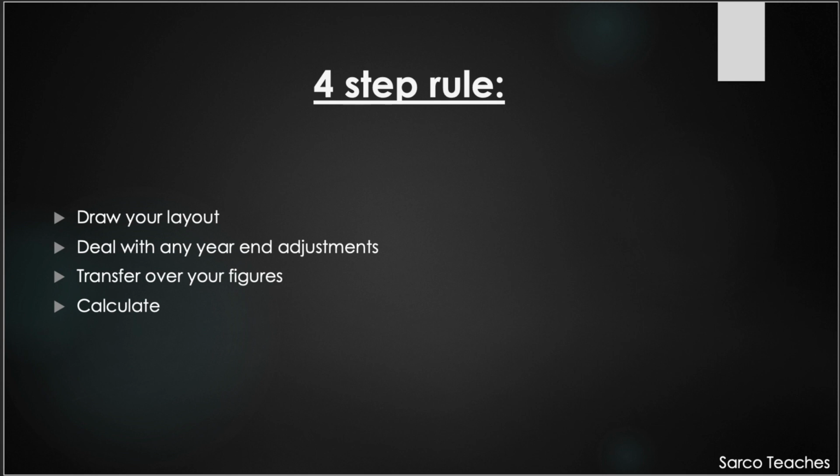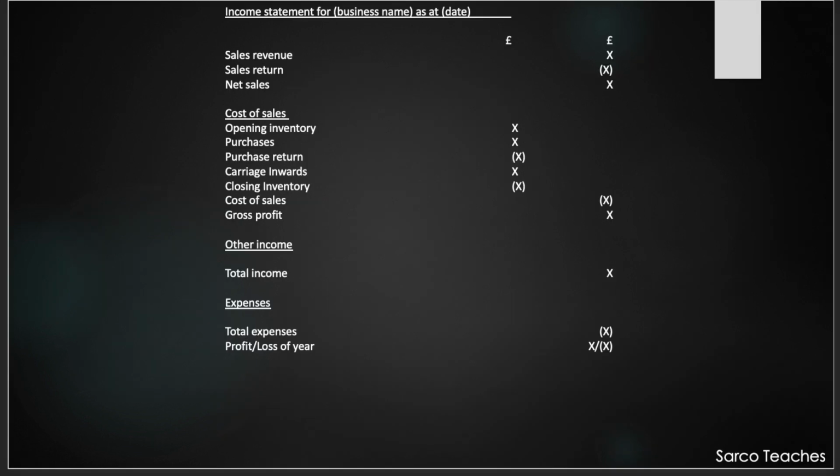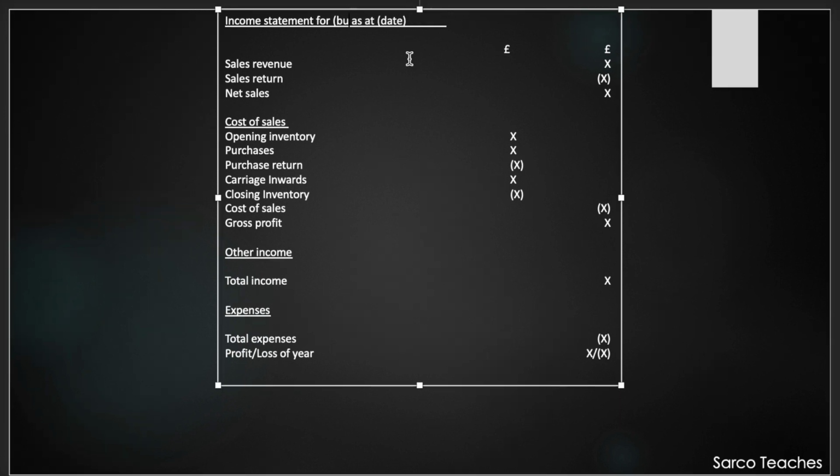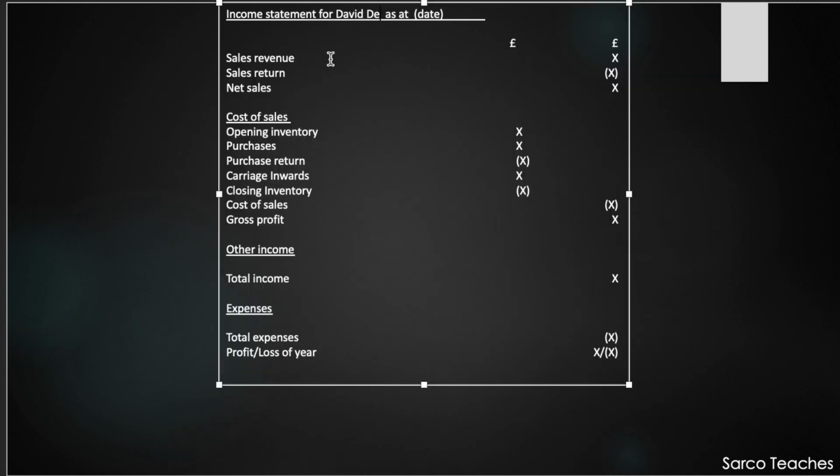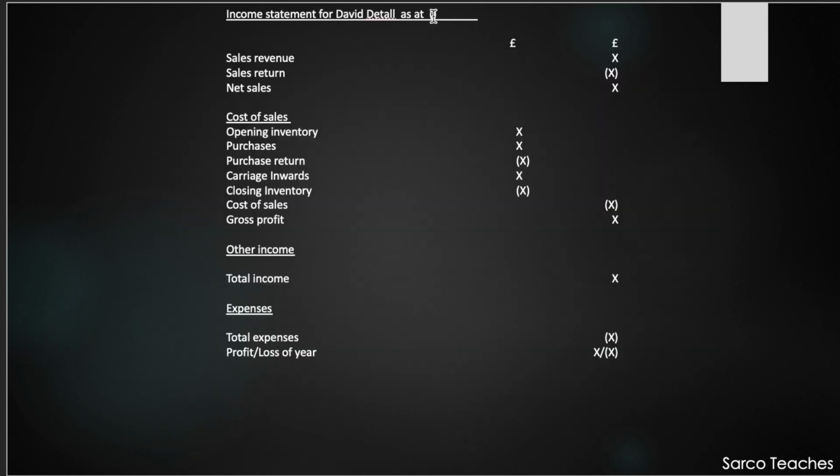Alright, so these are the 4 steps we must always follow. So what is the first step? Draw your layouts. Okay, so I've drawn my first layout for income statement. If you want to follow along with me, please write this down. At the top, we have the title. Let me write the business name. Our business name is David D. Tal, as we've been told in the question. Then we write the date, 30th of April 2016.